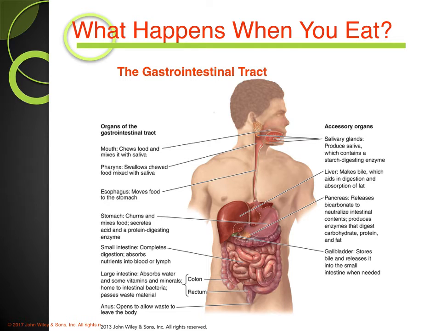It goes down the esophagus into the stomach. And here there's more mechanical digestion happening. Your stomach is moving food around and breaking it down as well. It churns and mixes food, secretes acid and protein digesting enzymes. So now your proteins are being digested here in the stomach. Then it pops out into the duodenum, which is the beginning, the entrance of the small intestine.